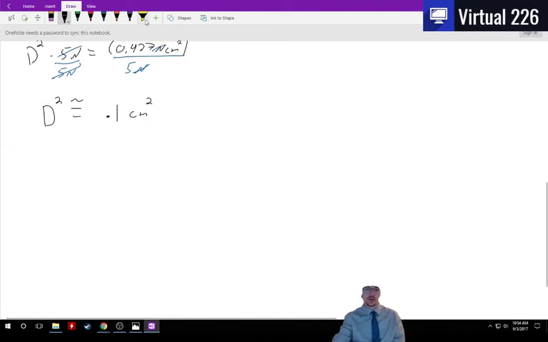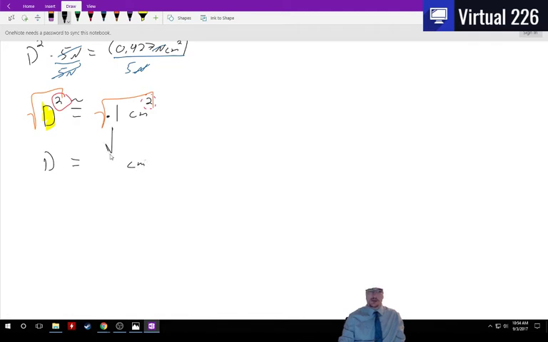Now the issue here is we are looking for d, and what we're stuck with is d squared. And note our units here match up, they're centimeters squared. So the simple solution is to take the square root of everything. If we take the square root of both sides, we're going to find d. When we take the square root of 0.1, we're going to find our answer. When we take the square root of centimeters squared, we're going to get a quantity in centimeters. Okay, so that's what we'll have right there, and then you're done. That's how we can work out this problem.